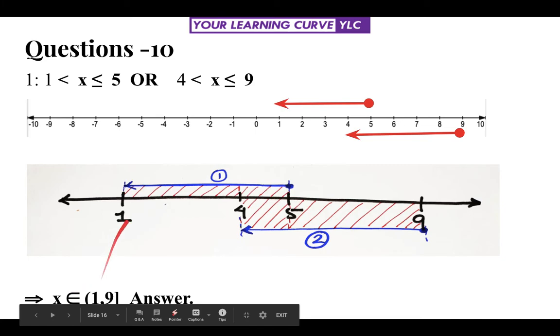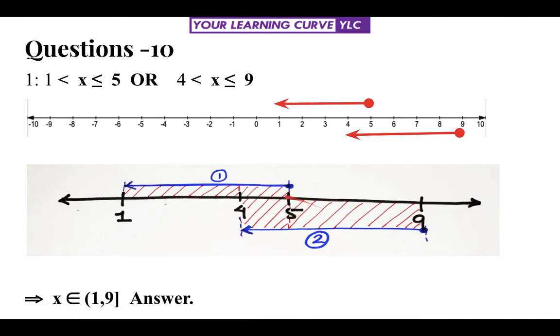X belongs to interval 1 to 9, but here 1 is not part of the first inequality. X cannot be equal to 1. So we have to exclude 1 from our answer. So we'll put an open bracket over 1, and 9 is included in the second inequality, so we'll put a closed bracket over 9.